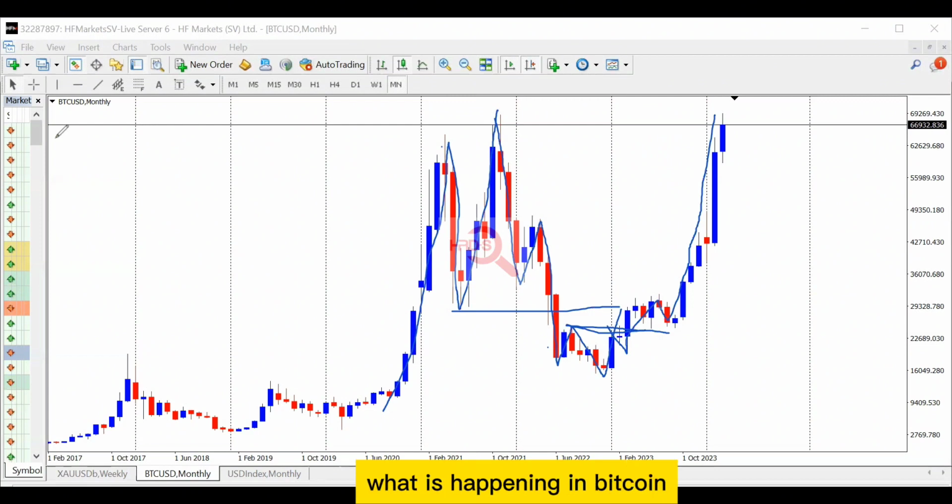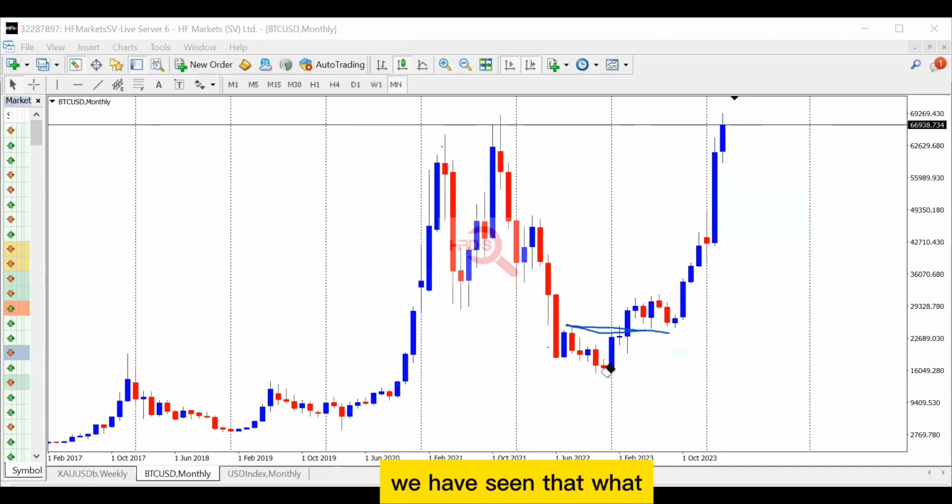So having understood what is happening in Bitcoin, let's go down to weekly time frame. We have seen that it broke structure and gave an all-time high. What will I be expecting if Bitcoin wants to discount? What will I be expecting, or where will I be expecting to buy Bitcoin? Let's go down to weekly time frame and see.